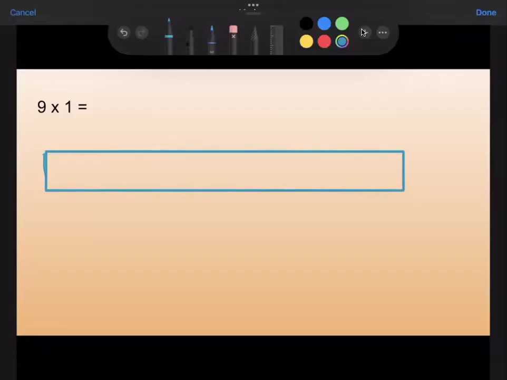So I'm going to do that. 1, 2, 3, 4, 5, 6, 7, 8. Okay, so if I made 8 lines, that should give me 9 spaces. 1, 2, 3, 4, 5, 6, 7, 8, 9. Perfect. Now the second number, the second factor, is how many goes in each group. So I'm going to put 1 in each group.